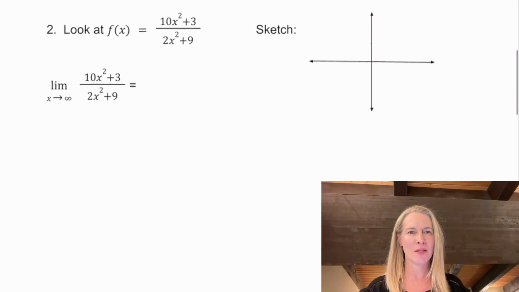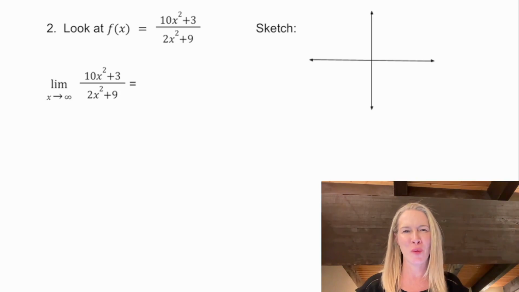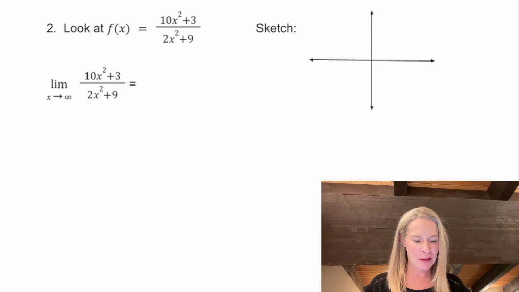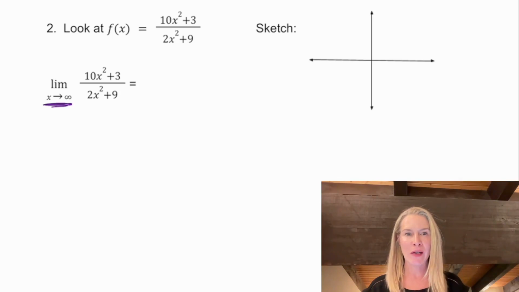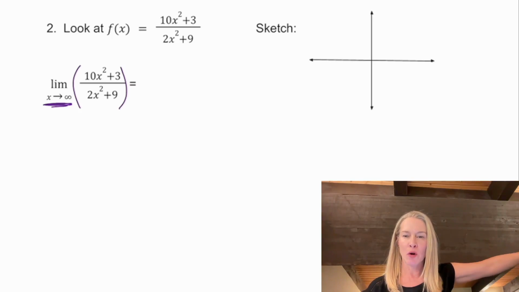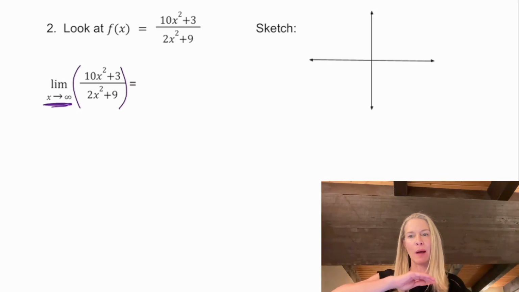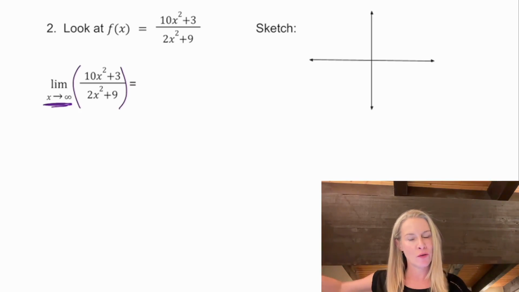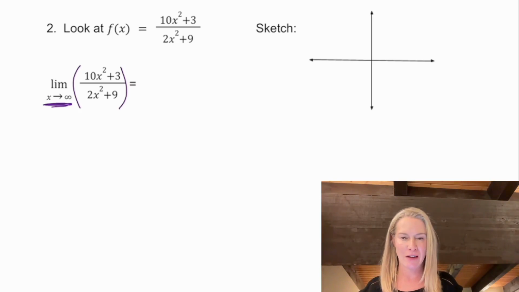Next, let's take a look at another function. This time I've got a nice rational function, f of x equals (10x squared plus 3) over (2x squared plus 9). And what we're going to do is investigate the limit as x goes to infinity of this function. So what that means is we're going to find out what happens as we go way, way, way out on the right as x approaches positive infinity, and what happens way, way, way out on the left of this graph as x approaches negative infinity.